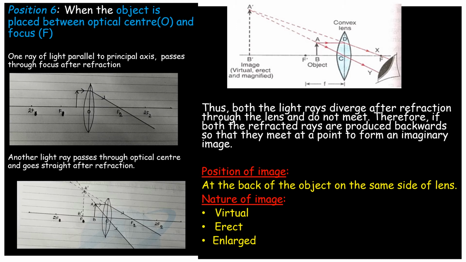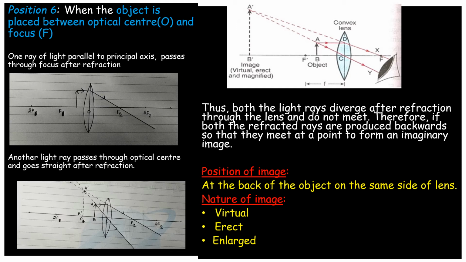Position 6. When the object is placed between optical center O and F, one ray of light parallel to the principal axis passes through the focus after refraction. Another light ray will pass through the optical center and remain undeviated. So actually these two refracted rays will never meet because they are diverging in nature. They are divergent in nature. So they cannot really meet in practice.